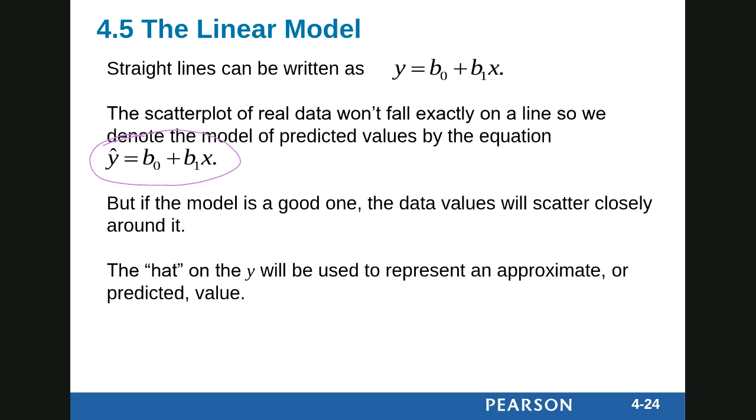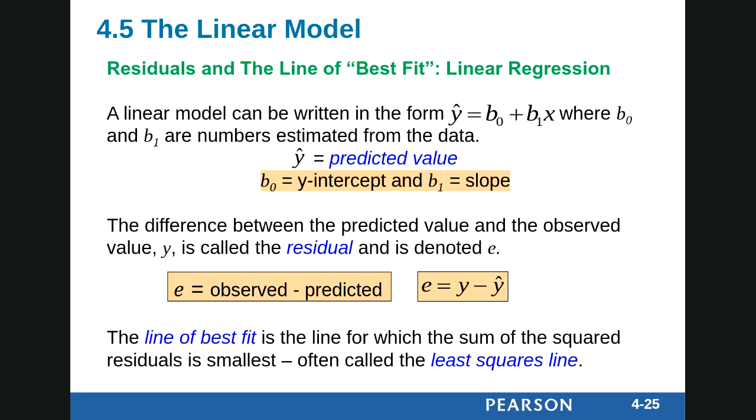Okay, this next slide is the most important slide really for this chapter. It talks about residuals, the line of best fit, and linear regression. So a linear model, I said, is basically an equation, right? So it's written in this form, y hat equals b0 plus b1x. B0 and B1 are numbers estimated from your data set. So Y hat is called the predicted value. B0 is called your y-intercept. And B1 is called your slope.